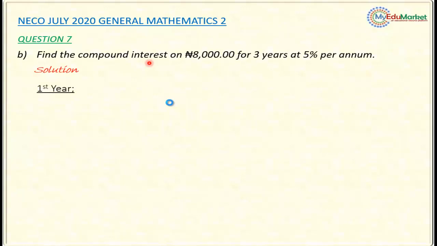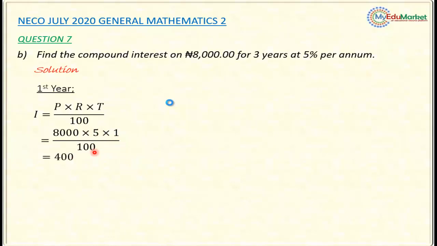So starting with the first year, the formula for interest is I equals PRT all over 100. So I want to get the interest the first year if this amount is invested. So P will now be 8,000, R is 5%, and the time is now just 1 because I'm taking it year by year. So I'm going to have 8,000 multiplied by 5 multiplied by 1 all over 100. This multiplication and division correctly give answer 400. So the interest the first year is now equal to 400 naira.